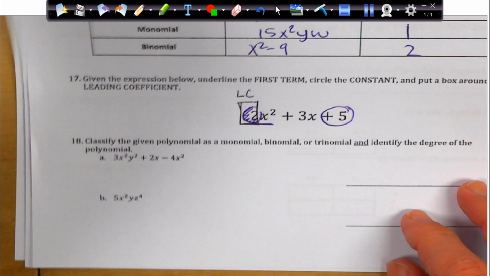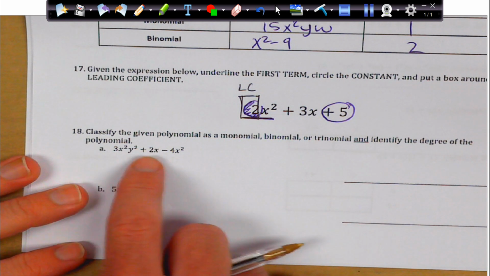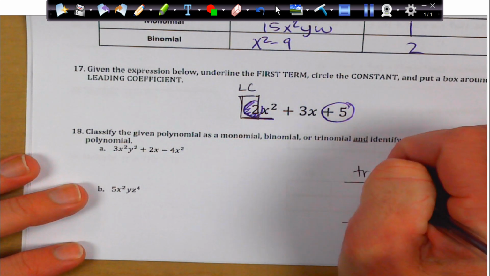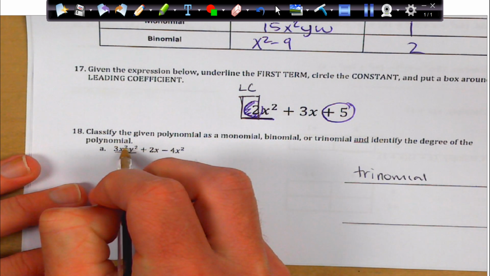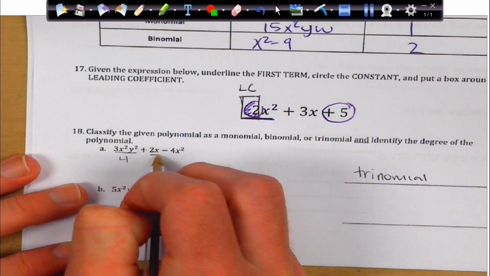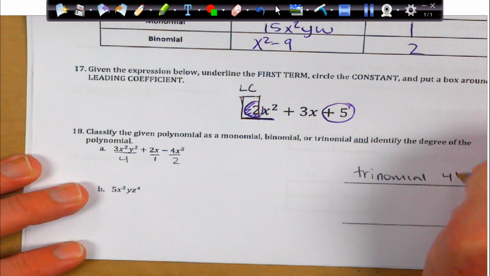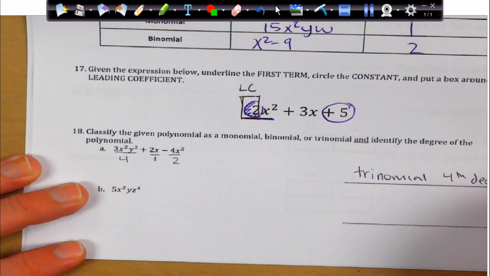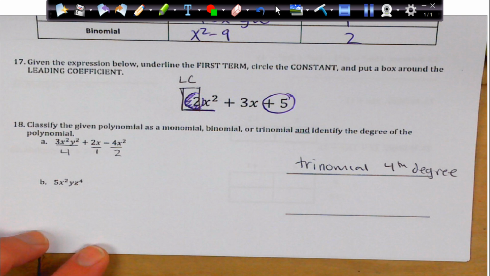All right, classify the given polynomial as monomial, binomial, trinomial, and identify the degree. 1, 2, 3 terms. That's a trinomial. And its highest degree, this is 2 and 2 more, so that's 4. That has a degree of 1, and that has a degree of 2. So it's a trinomial 4th degree. We do typically have names for our degrees for pretty much just 2, which is squared, and 3, which is cubic. Anything else, we usually just say the number of degree.